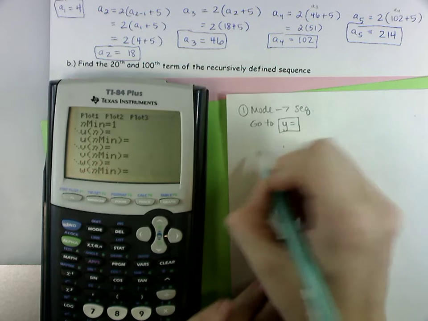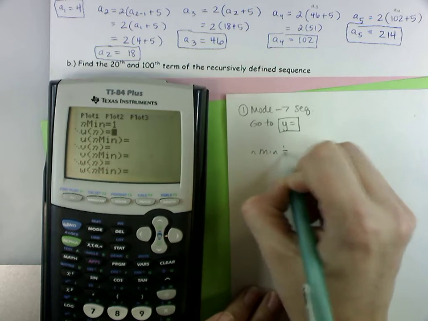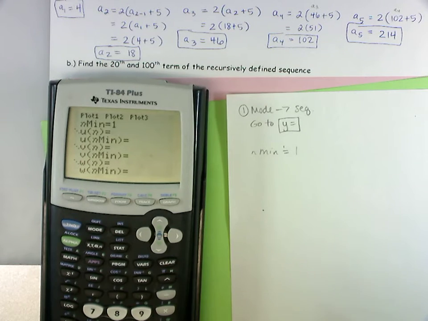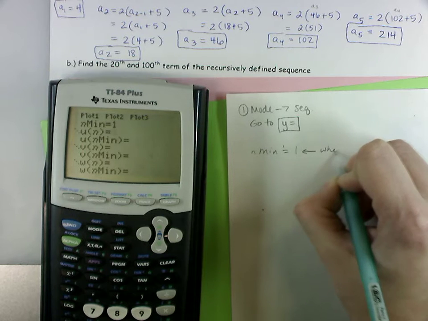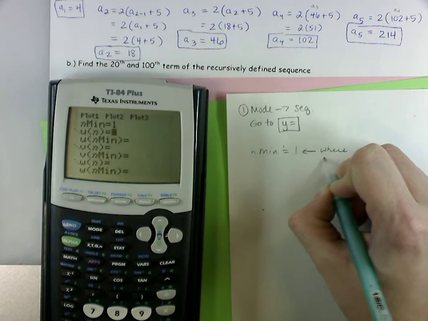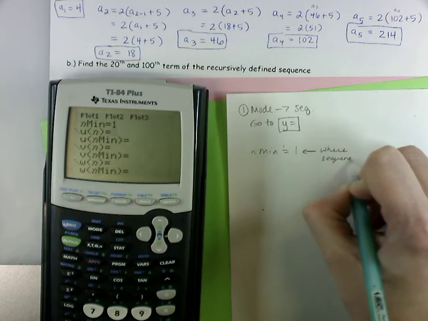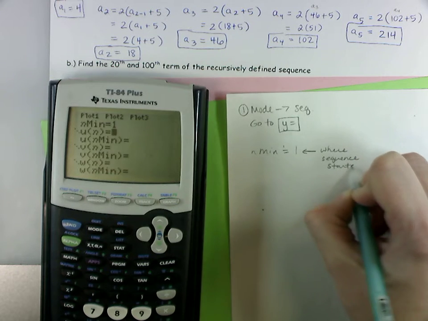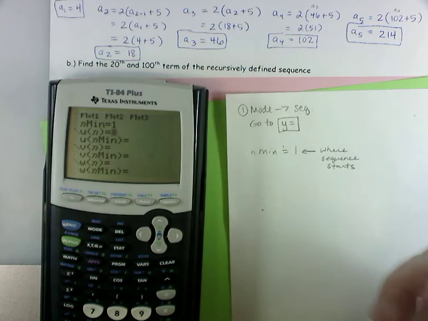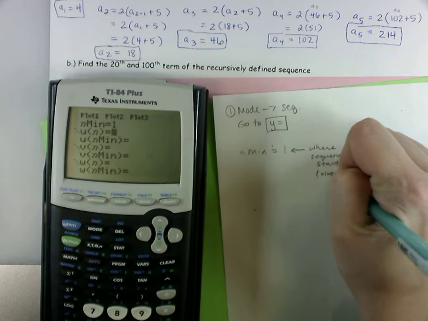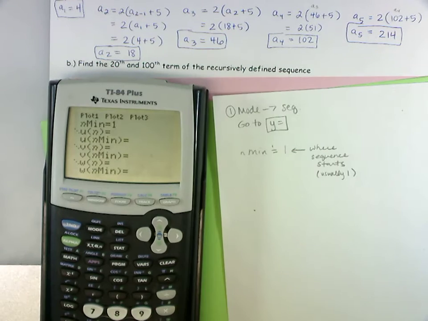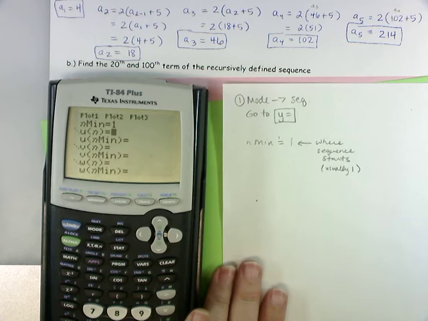Okay, so it says the n min. Your n min is going to be 1 because that's going to be where the sequence starts. And the sequence usually is going to start where? Remember we talked about this earlier? The sequence is usually going to start at 1, okay? So this is usually going to be 1. Okay, that's your n min.